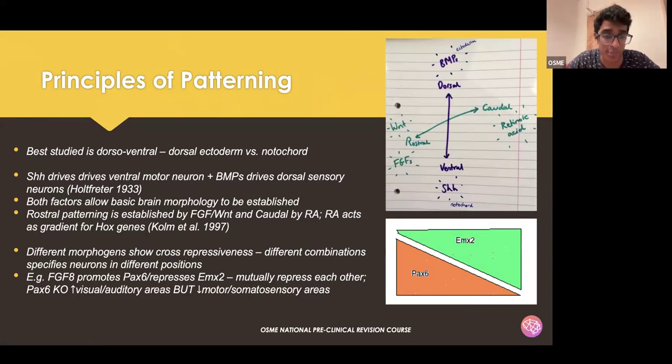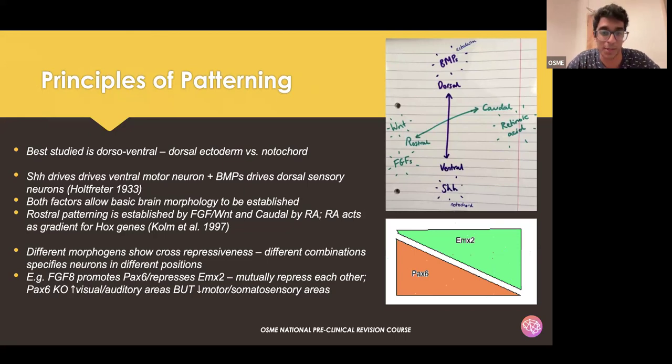So this is where you can bring lots of stuff in. Holtfreter in 1933, I think, showed that when you transplant a second notochord, you change the structures that form. Sonic hedgehog is driving the formation of motor neurons in the spinal cord, and BMP is driving dorsal sensory neurons.